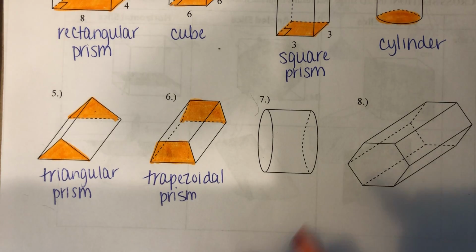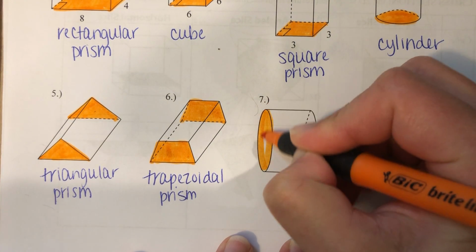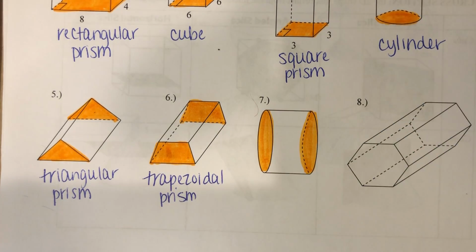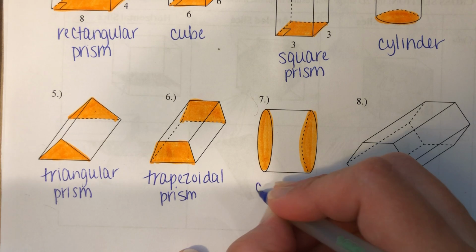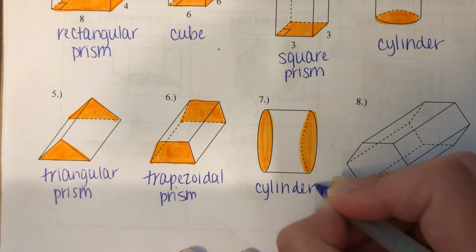All right, number 7. I see my 2 shapes that are the same. Those look like circles to me. The second I see 2 circles, I'm calling it a cylinder. So it's another cylinder. The cylinder just happens to be on its side.